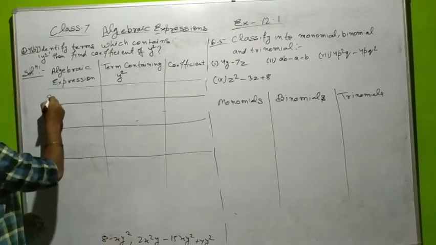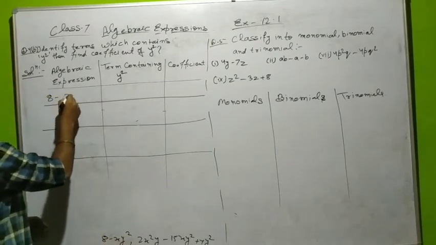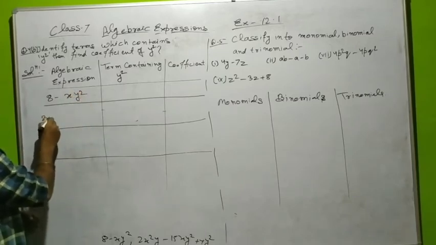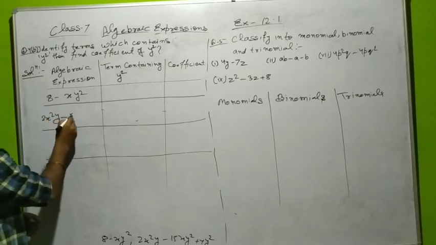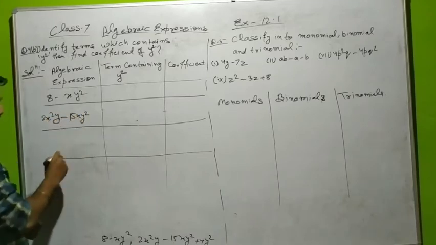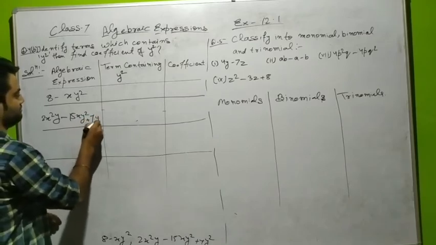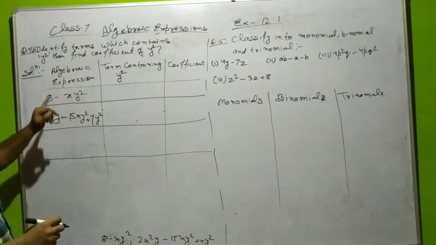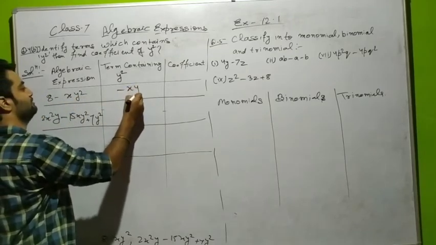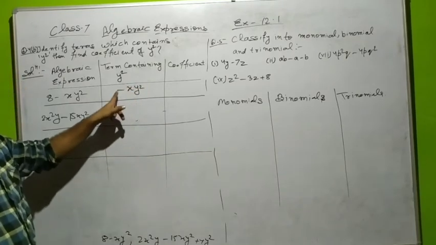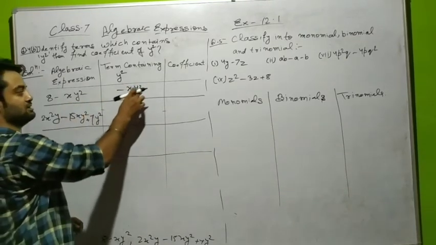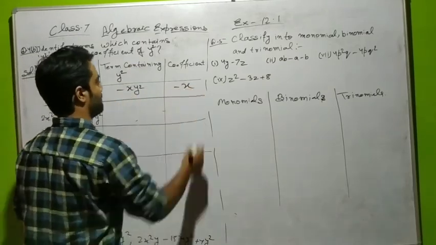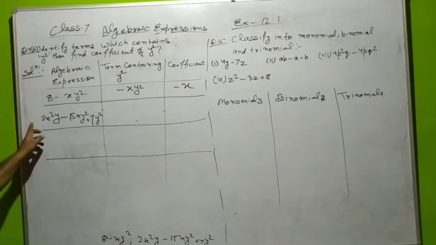Now the algebraic expressions are: first is x minus 8 minus xy square, second is 2x square y minus 15xy square plus 7y square. So in the first one, the term containing y square is the second one, minus xy square. And now the coefficient of y square: since y square is positive, we will take the coefficient of y square as minus x.